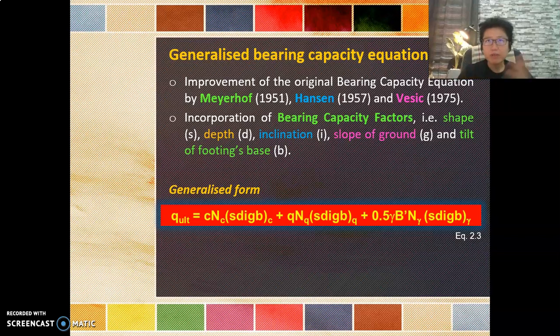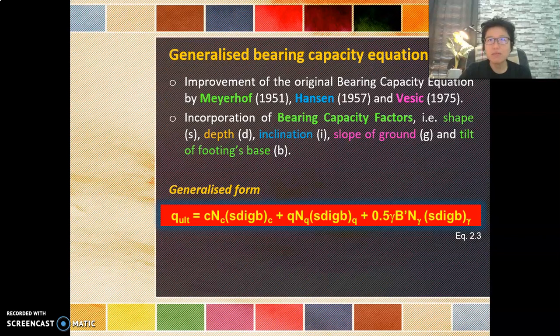Other people after Terzaghi started to come up with more experiments and tried to give a better explanation, to make it more accurate if you like. People like Meyerhof, Hansen, and so on. They came up with five bearing capacity factors that could make the estimation of bearing capacity more accurate, as you can see there: the shape, the depth, the inclination, the slope, and also the tilting of the footing base.